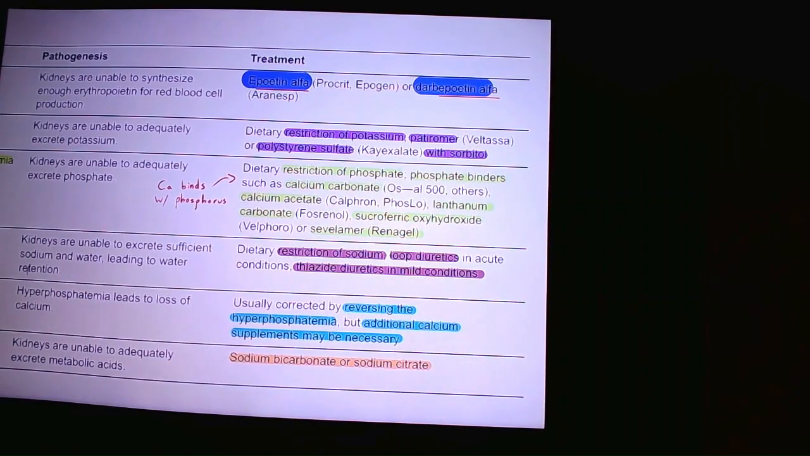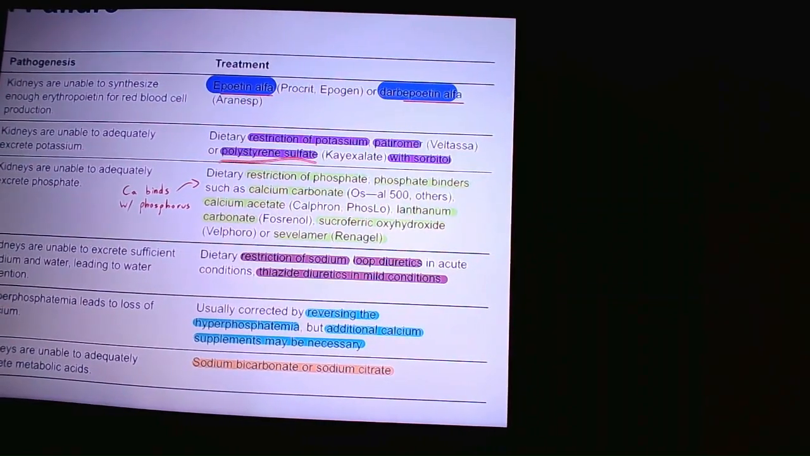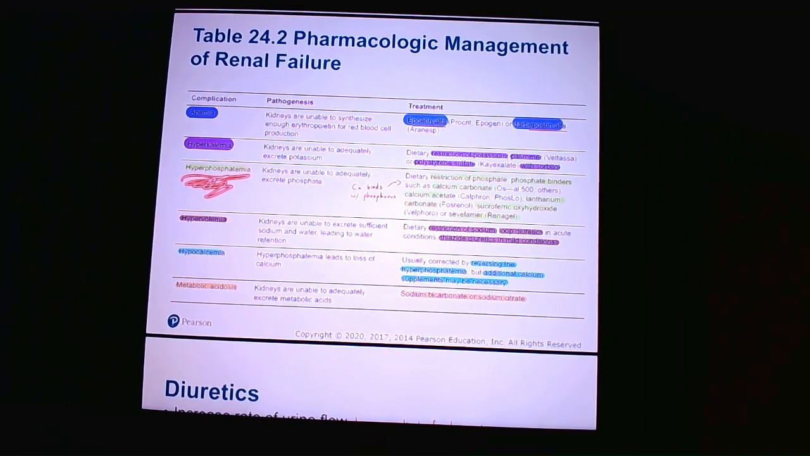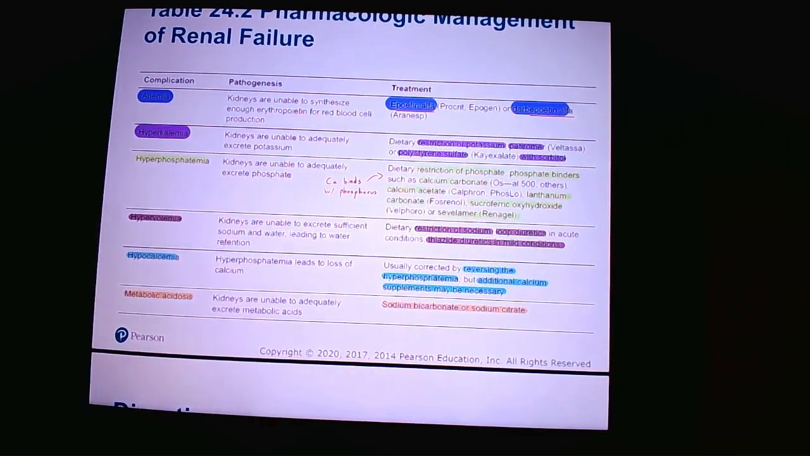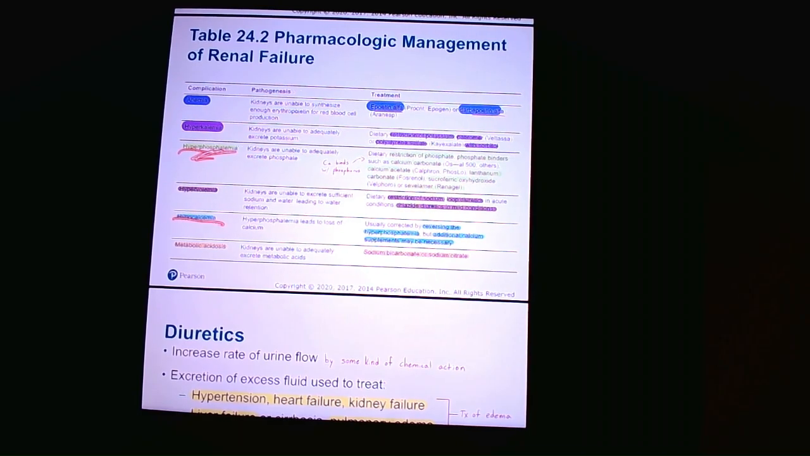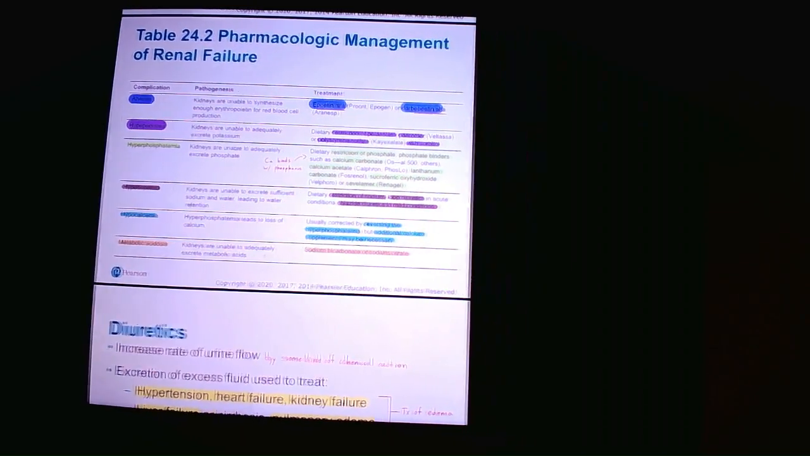Hyperkalemia, here's that Kayexalate, right? Kayexalate, patiromer. Removal of high levels of phosphorus, right? Phosphate binders. What happens when we typically have high levels of phosphate? We have low levels of calcium. So take additional calcium and fix that high level of phosphate.